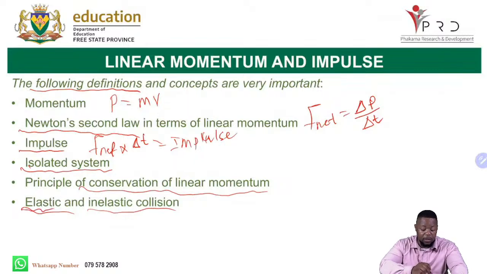We need to be able to remember that for elastic collisions, both momentum and kinetic energy are conserved. And for inelastic collisions, momentum is conserved, but the kinetic energy is not conserved. Very important.